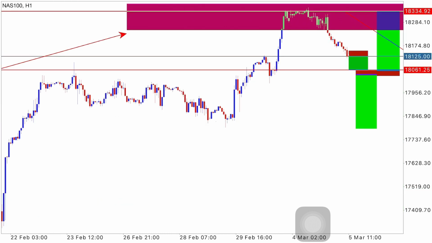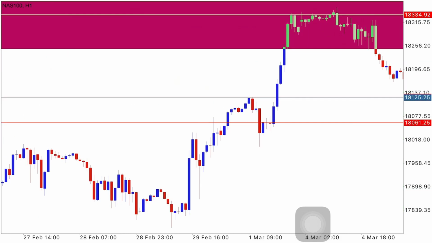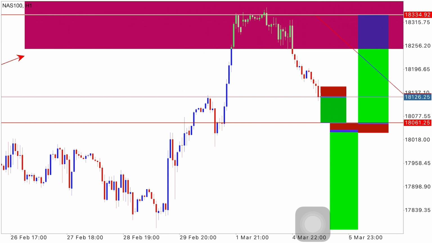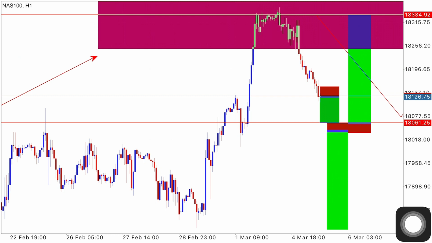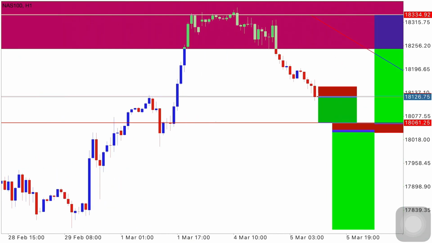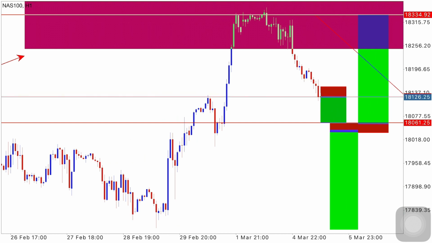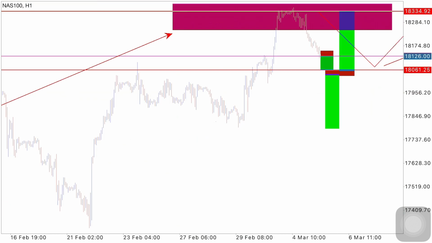However, this is what I'm actually expecting for NAS 100 to do, and I'll just post this as a signal on the signals group, and if you are in the signals group, you'll be able to partake of these trades. This is what I'm actually seeing and expecting for NAS 100 to do before giving us any other possible moves.